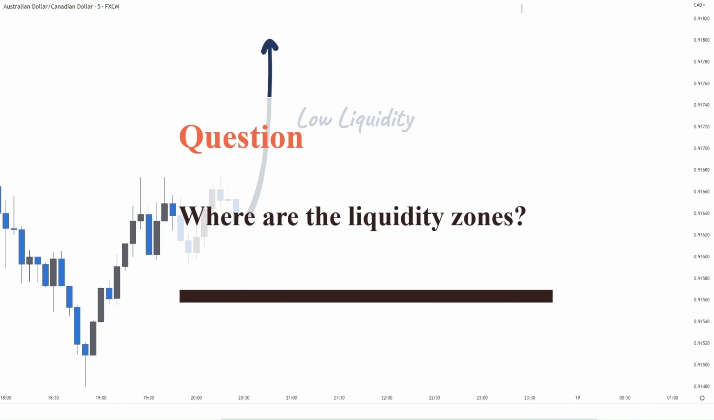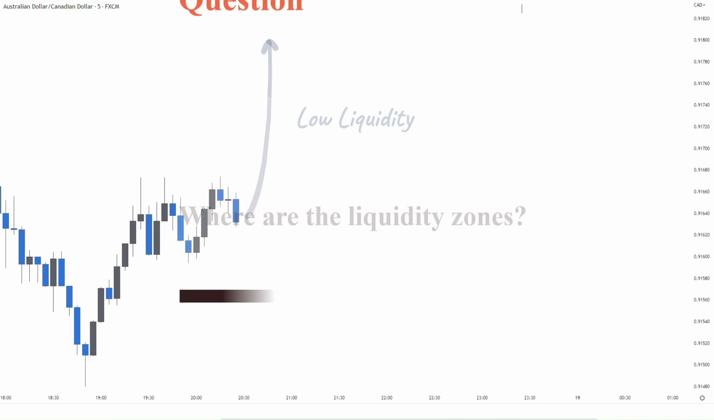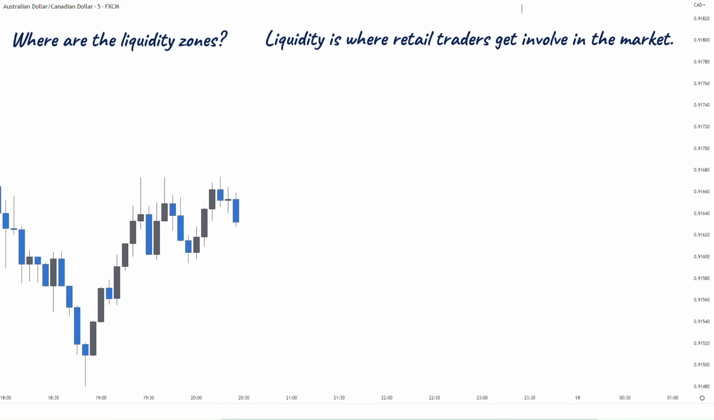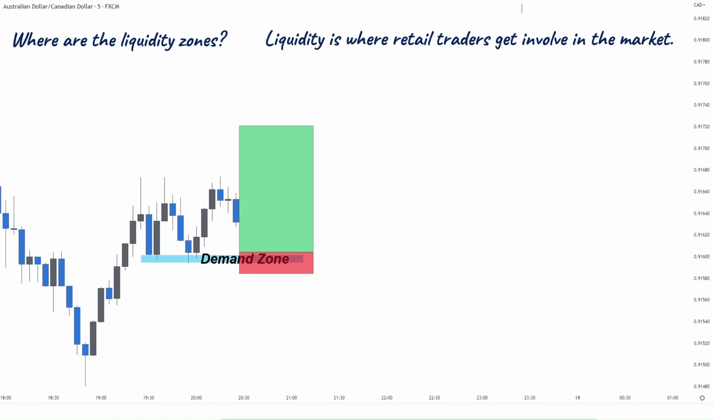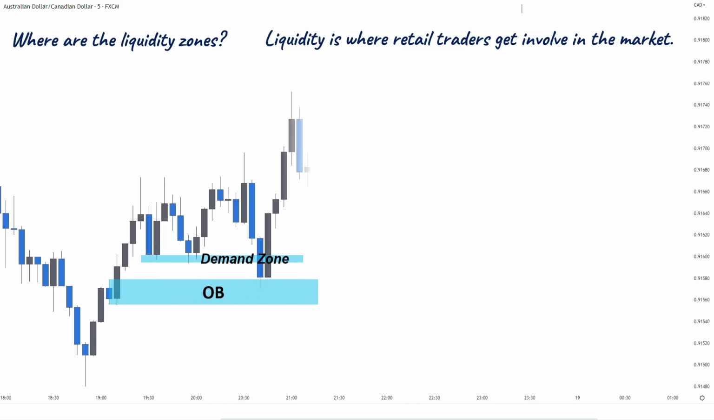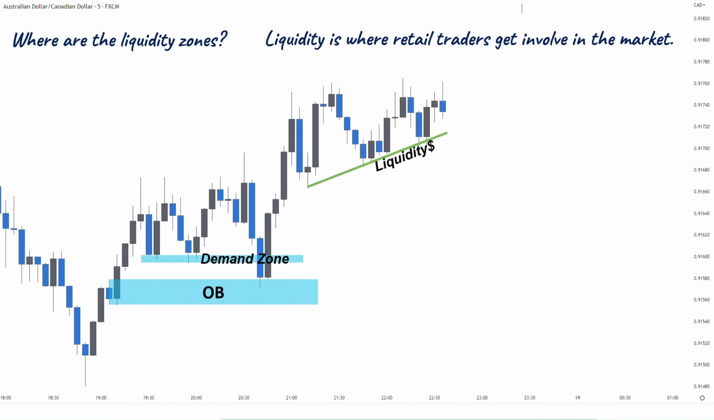So, the question is, where are the liquidity zones? Liquidity is where retail traders get involved in the market. We know that if price makes it to this demand zone, traders will get involved with buying pressure, and it is not just retail traders. It could be small banks, private institutions, etc. So if they place buying orders here, their stop losses are sells. Hence, the liquidity zone is below this demand zone, and the condition is ready for the company to grab the liquidity, and then the price makes a sharp move to the upside.